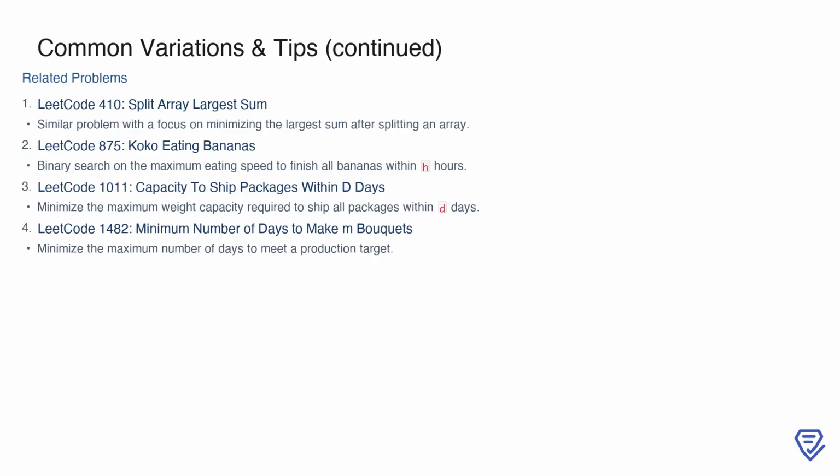Similarly, in LeetCode 1011, capacity to ship packages within D days, the task is to minimize the ship's maximum weight capacity to deliver all packages within a certain time frame. Another related problem, LeetCode 1482, minimum number of days to make M bouquets, involves minimizing the maximum number of days needed to meet a production goal. Practicing these problems can help you recognize patterns and refine your approach to binary search-based solutions.